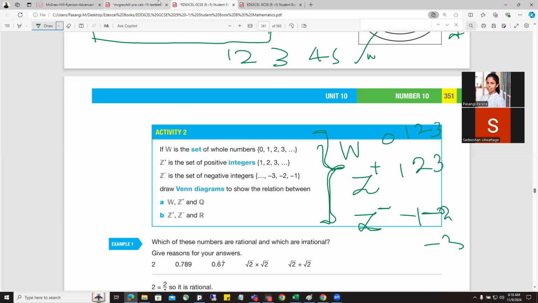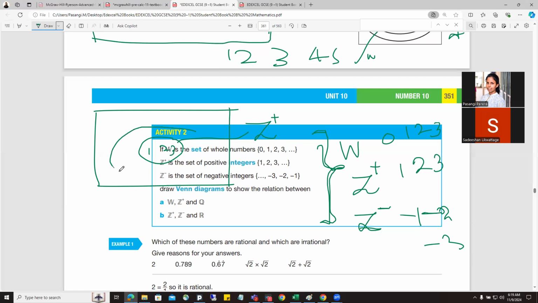Ah, very good. Q is rational numbers, and inside the rational numbers we have the other sets. Here, what is the smallest number set? Out of the whole numbers, the positive integers and the rational numbers, the smallest number set is Z plus. That means the positive integers. We have 1, 2, 3 inside it.